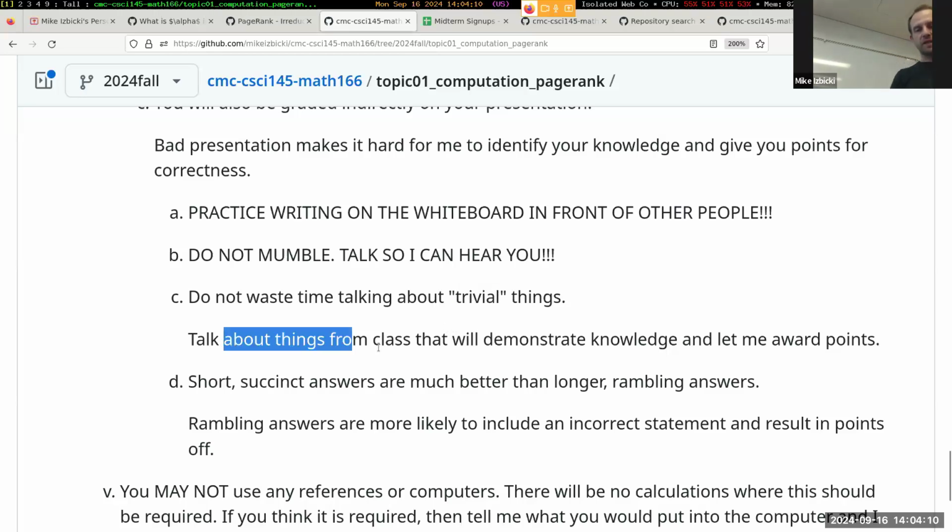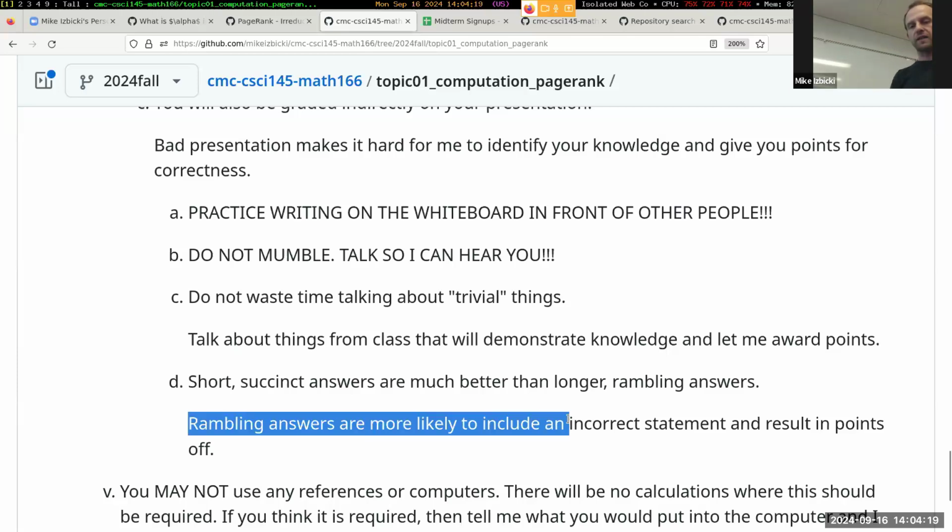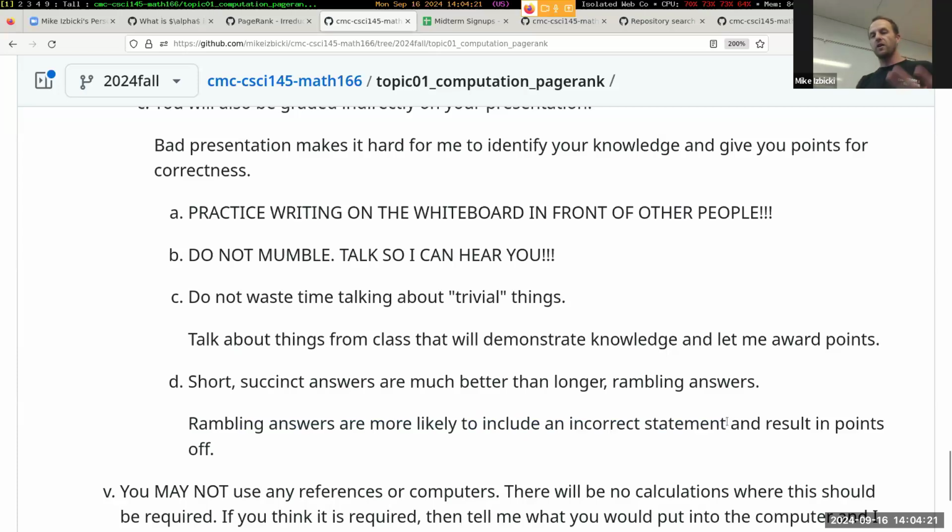You want to spend as much time as you can demonstrating your knowledge about different things, and short, succinct answers are much better than longer, rambling answers, because if you say something incorrect in a rambling answer, which you're likely to do, you will lose points for that. So practice being as short and succinct as you can. If I have follow-up questions, I will ask them, and you will not get docked points for the fact that I am asking follow-up questions.